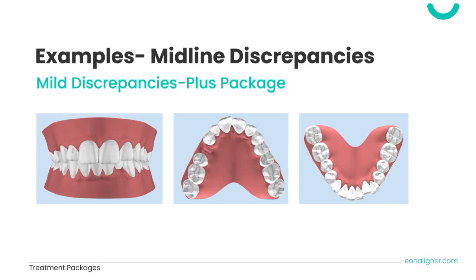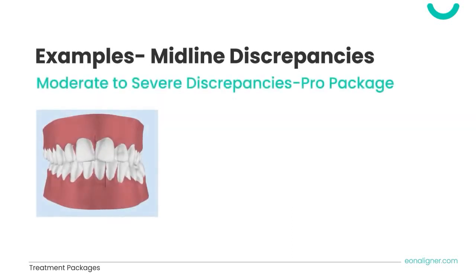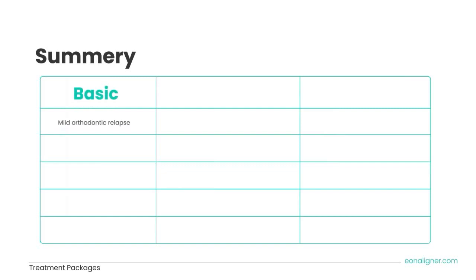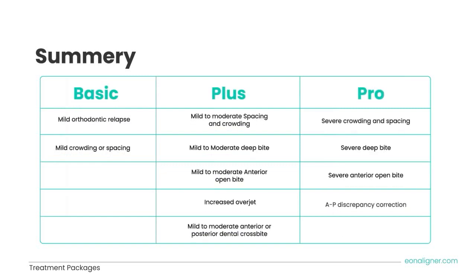More complex cases of midline discrepancies, like this one here, will require more advanced movements, including posterior teeth movement in most cases, mesialization and distalization, which will need an increased number of aligners and a pro package for treatment. This is a table to summarize the general guidelines followed when deciding on the best treatment package for your aligner's case.